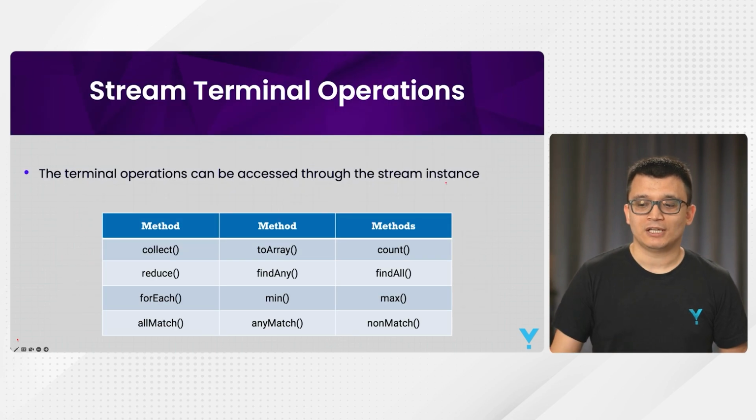These are the most common terminal operations that we have. The first one is collect. This collect method is used for collecting all the elements within the stream instance and returning them as the specified collection type. If you would like to return the elements of the stream as a specific collection type, then you can use the collect method.